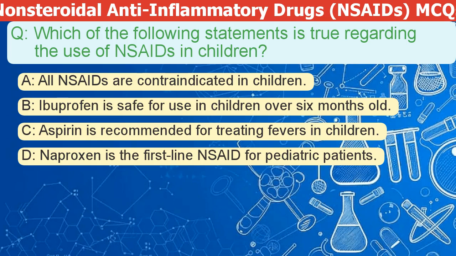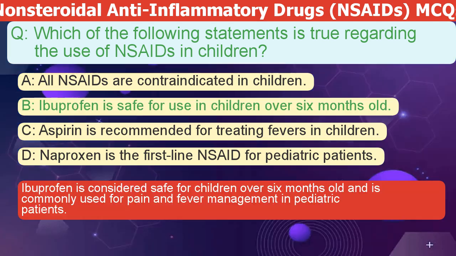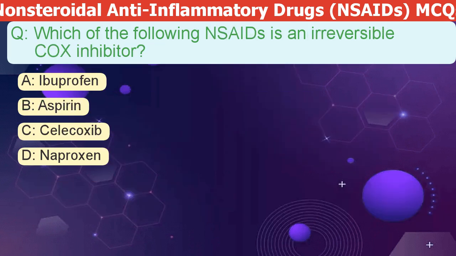Which of the following statements is true regarding the use of NSAIDs in children? A. All NSAIDs are contraindicated in children. B. Ibuprofen is safe for use in children over 6 months old. C. Aspirin is recommended for treating fevers in children. D. Naproxen is the first-line NSAID for pediatric patients. The correct answer is B. Ibuprofen is considered safe for children over 6 months old and is commonly used for pain and fever management in pediatric patients.